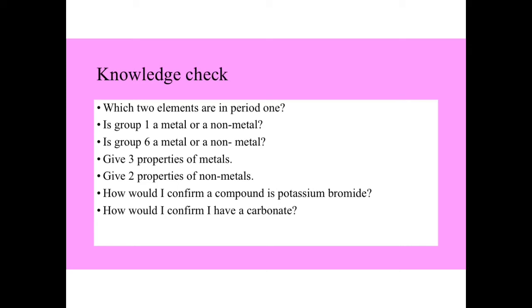Which 2 elements are in period 1? That's hydrogen and helium. Is group 1 a metal or a non-metal? It's a metal. It's on the left. Group 6 is a non-metal. It's on the right.